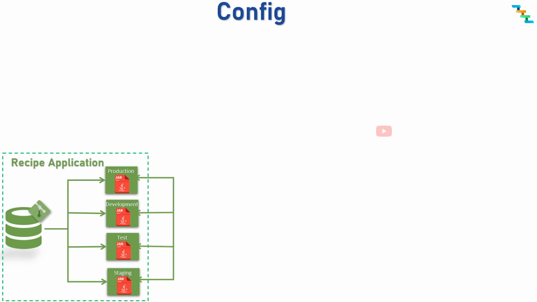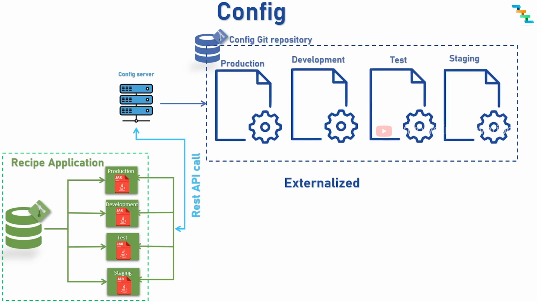For example, in the recipe application, the configuration must not be part of the codebase. The application calls a config server which connects to the config Git repository. In the config Git repository, there will be configuration for production, development, test, and other staging environments.